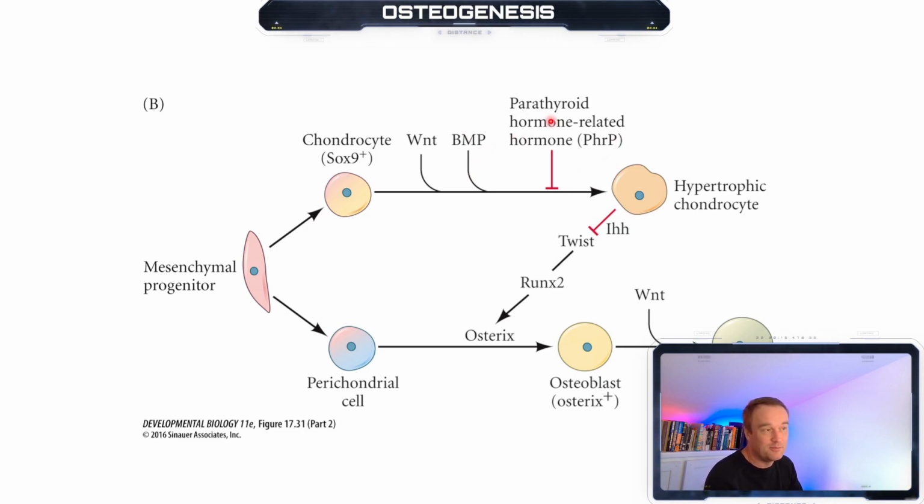And then parathyroid hormone-related hormone acts as a repressor at some points of some things too. Anyways, more important, SOX9, WNT, or BMP, those lead to chondrocyte, cartilage cells. Osterix forms osteoblast. You can transition from a chondrocyte to an osteoblast through this specific pathway. Don't worry so much about that.